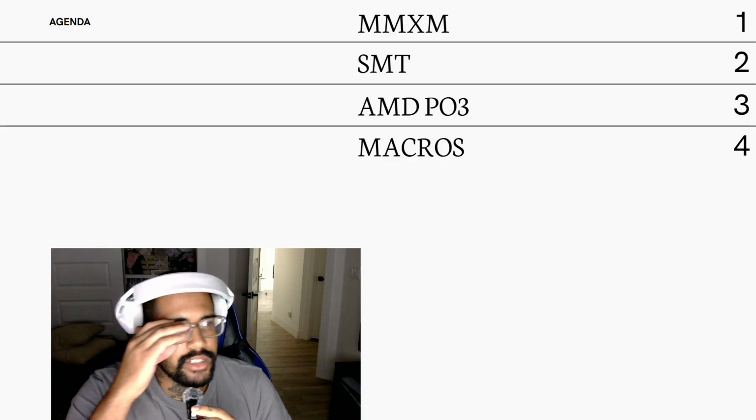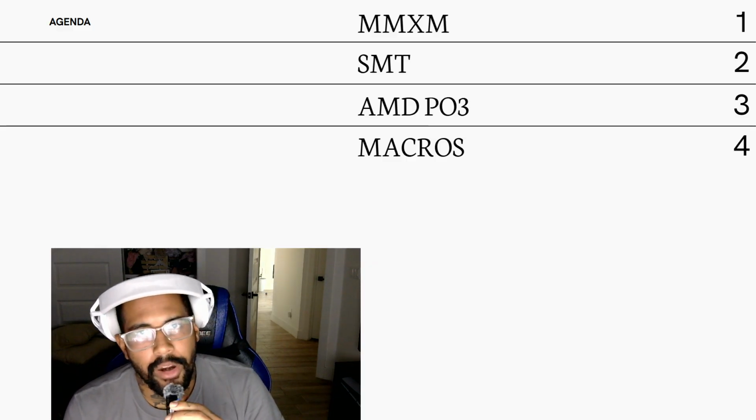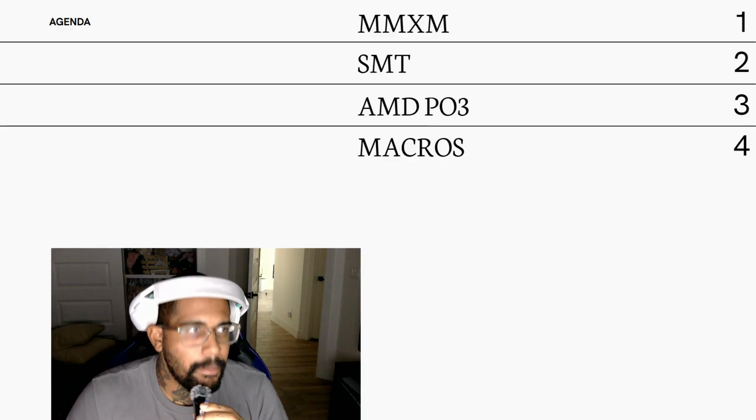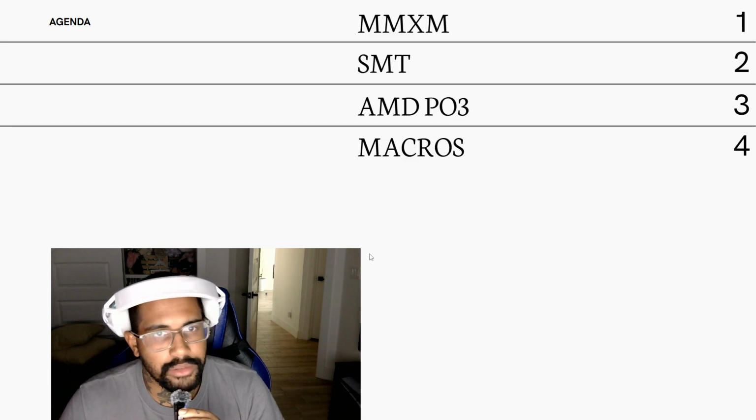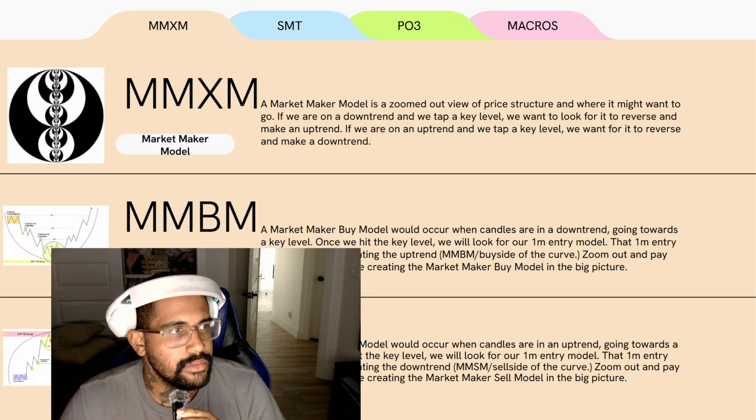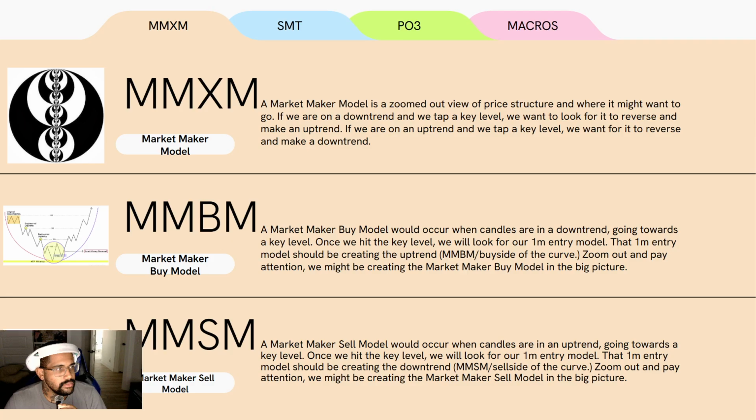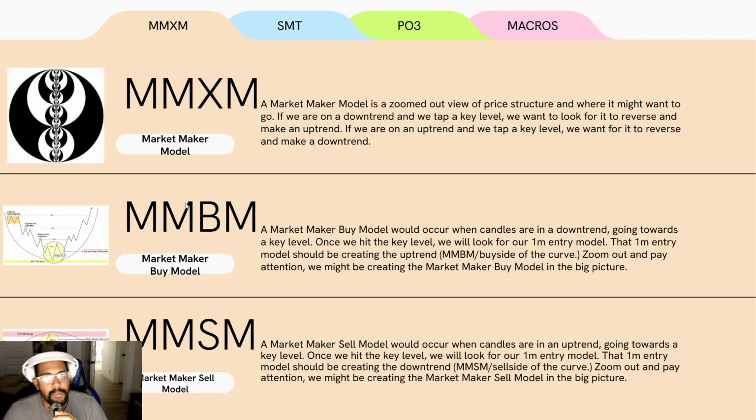So, the agenda today, we're going to be going over the market maker model, SMT, Power of Three or AMD, and macros. Okay, so let's look at this real quick. Market maker model. That's what MMXM stands for. When you see someone on Instagram, YouTube, TikTok, MMXM, that means it's a market maker model. A market maker model is just a zoomed out view of price action, of price structure, and it tells you where it might want to go.